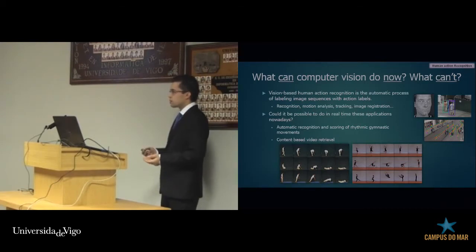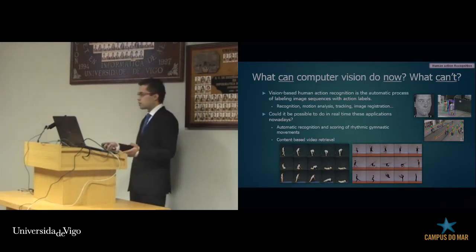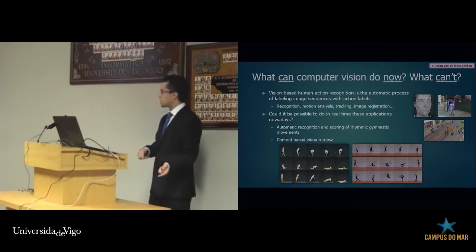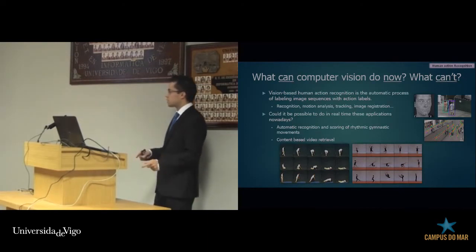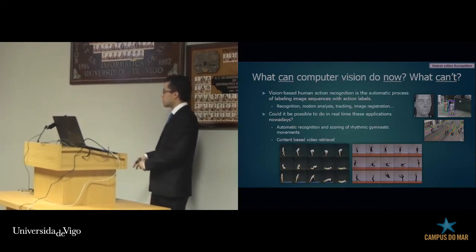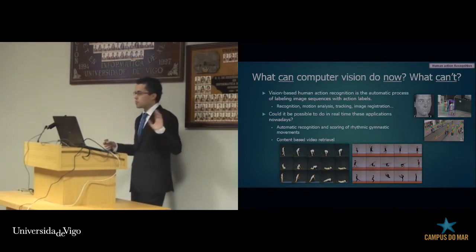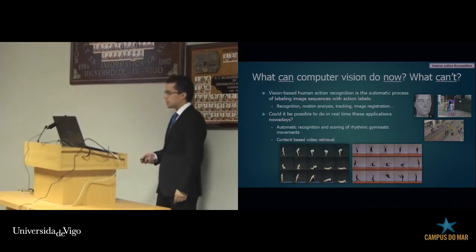Because when you go to some repositories like YouTube, you have to write a word. You don't use another video to search for different videos that contain the same visual information that you have. Or, for example, you could use your webcam, perform a human action, and obtain other videos that are related to it.